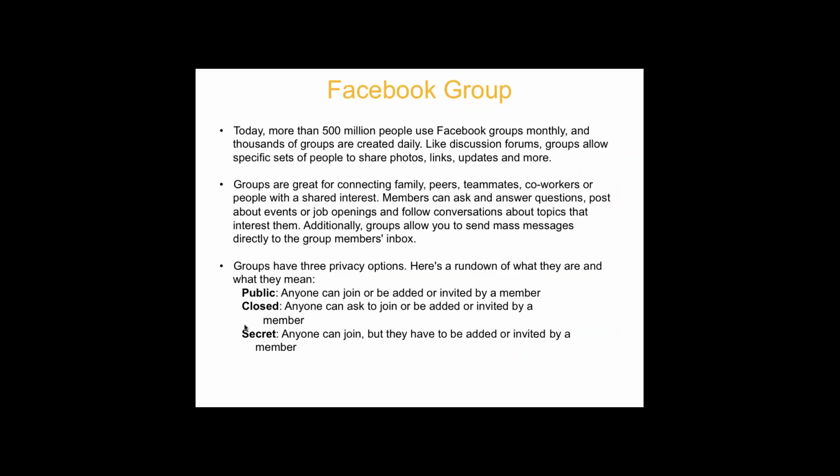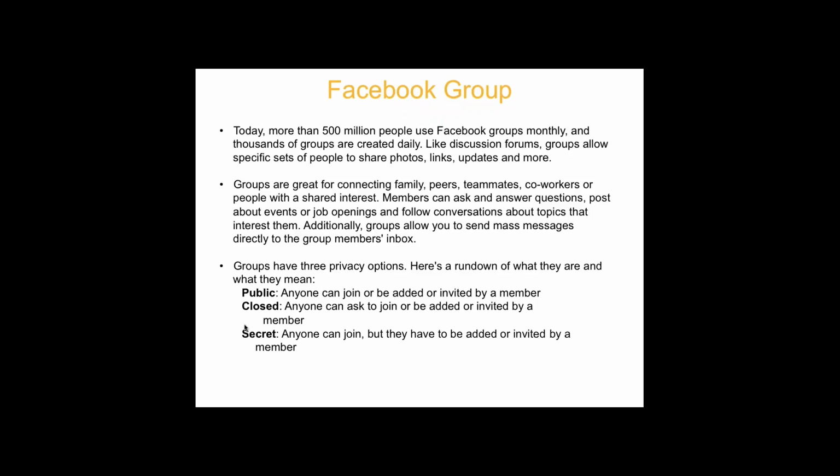Groups have 3 privacy options, so the administrator of the group will be able to set these privacy options. You can be public, a public group where anyone can join or be added or invited by a member. Closed, where anyone can ask to join or be added or invited by a member. And secret, where anyone can join, but they have to be added or invited by a member.